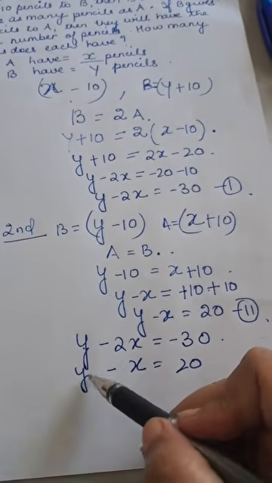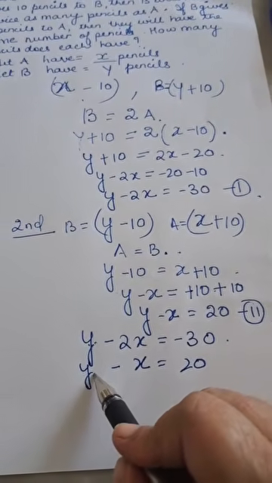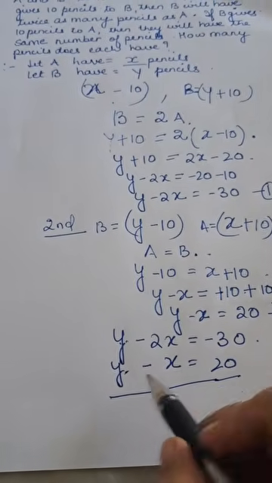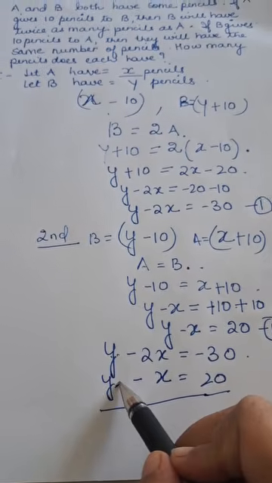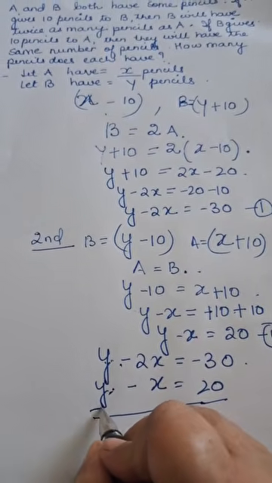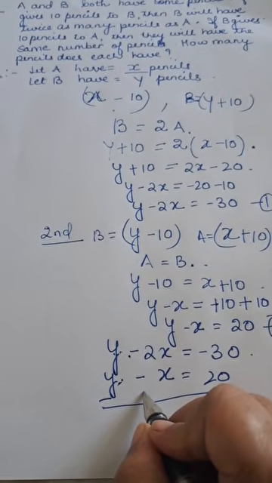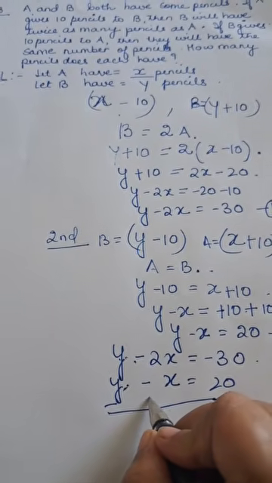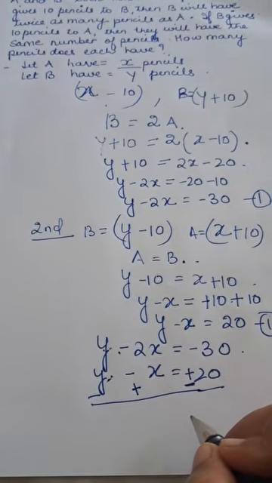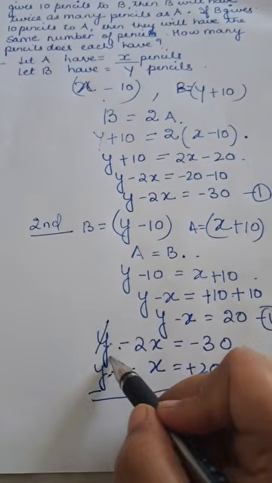We can see the coefficient of y is the same. What we will do, we will change the sign of the second equation. That means we will subtract the second equation from the first one. That is, we'll change the sign of the second equation, so this will become plus and this will become minus. Now y and y will get cancelled.